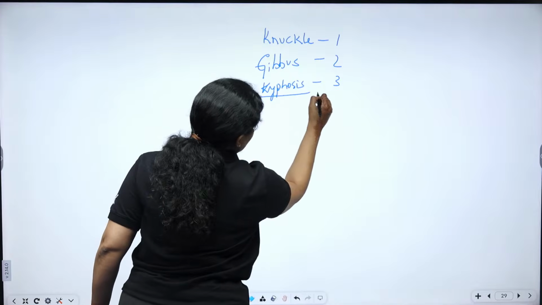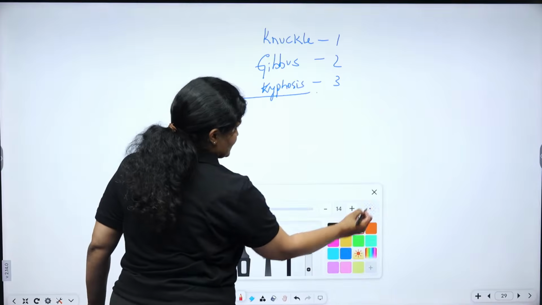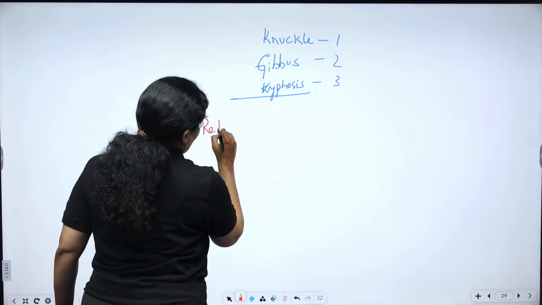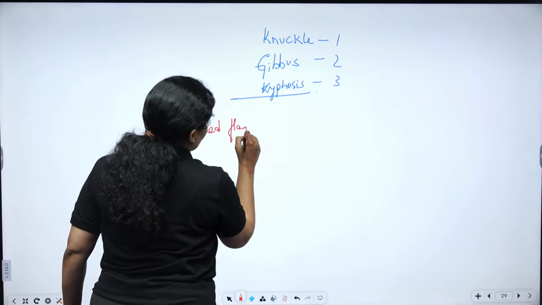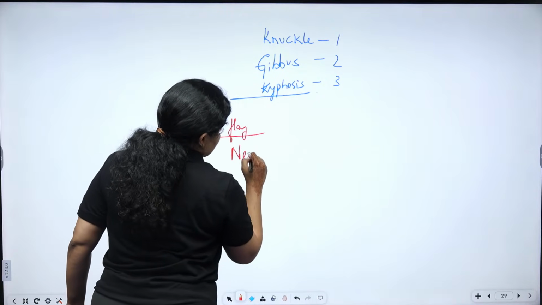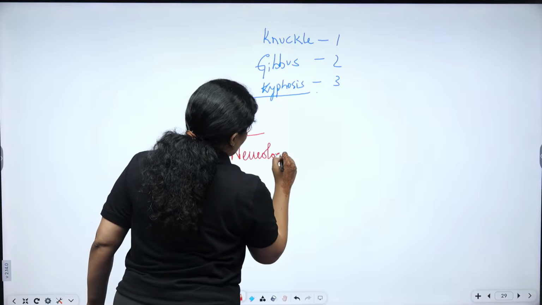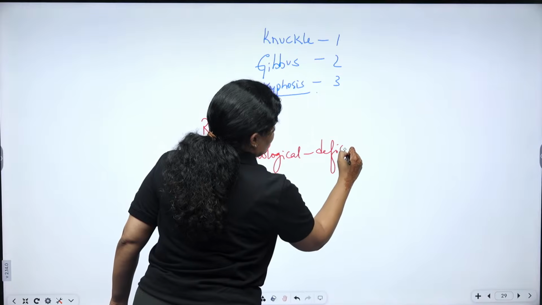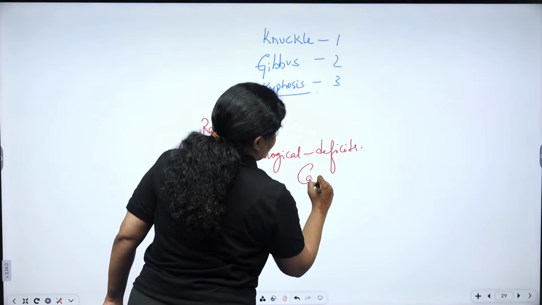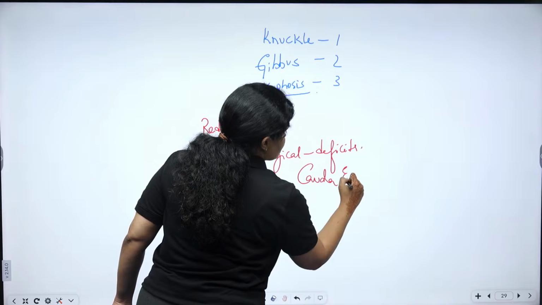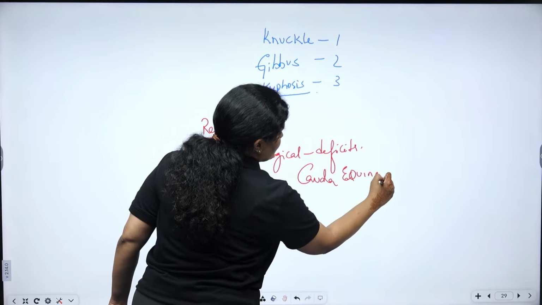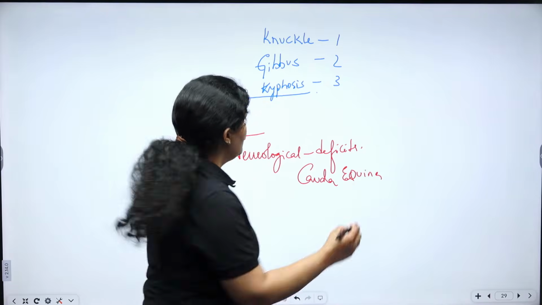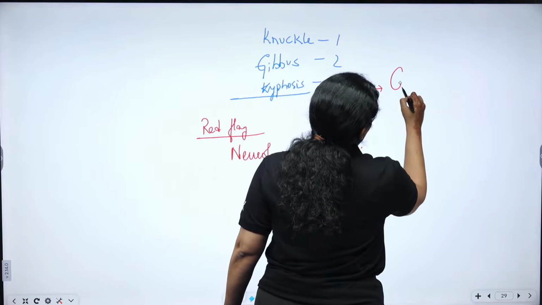And in TB spine, you have to be very careful about the red flag signs. So the red flag signs are involvement of your neurological system. Whenever there is involvement of the neurological system, that is deficits are present and cauda equina syndrome is present, then you go for surgery. Otherwise, you can still try for conservative treatment.